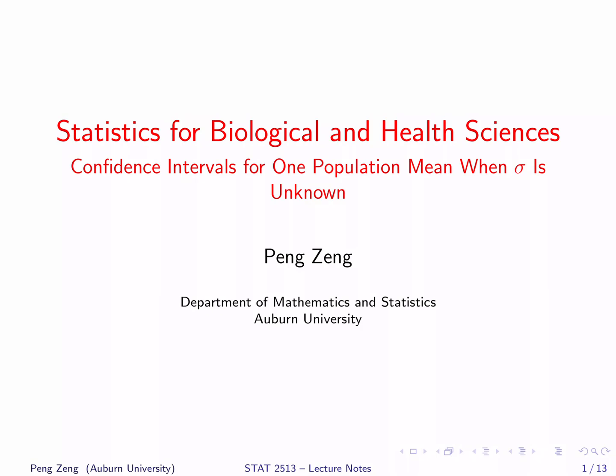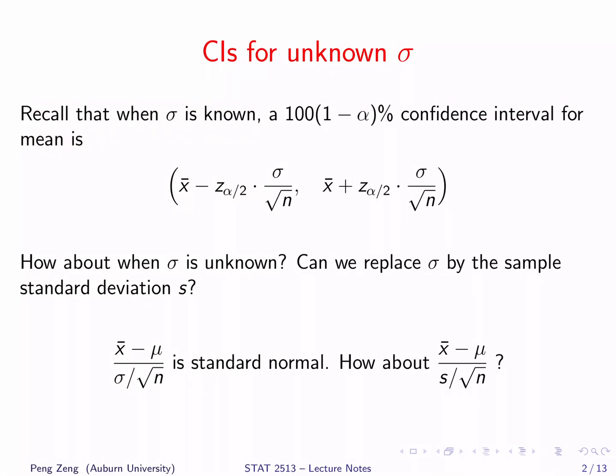This lecture discusses confidence intervals for one population mean when the population standard deviation sigma is unknown. When the population standard deviation sigma is known, we know how to construct a confidence interval. However, in practice, sigma is usually unknown. How can we construct a confidence interval in this scenario?